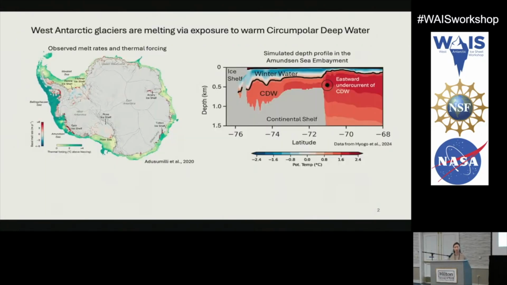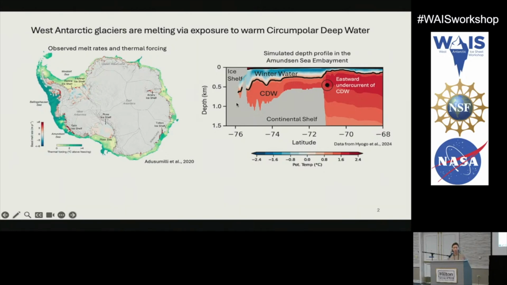So we all know Western Antarctic glaciers are rapidly melting, in particular via exposure to warm circumpolar deep water, or CDW. This figure on the left from Adusumilli and co-authors nicely shows why that's happening in Western Antarctica. It's the part of Antarctica that is exposed to really warm ocean temperatures along the coast.